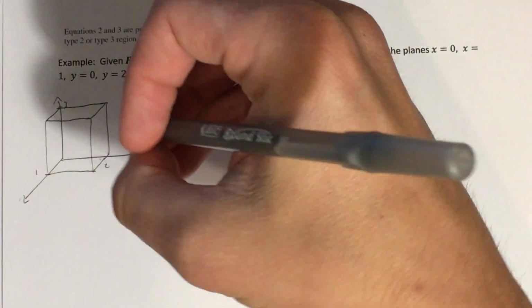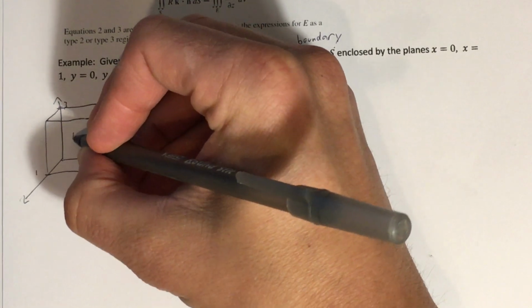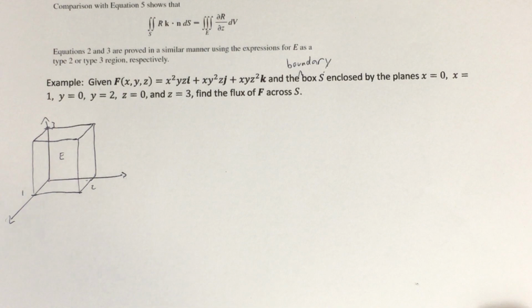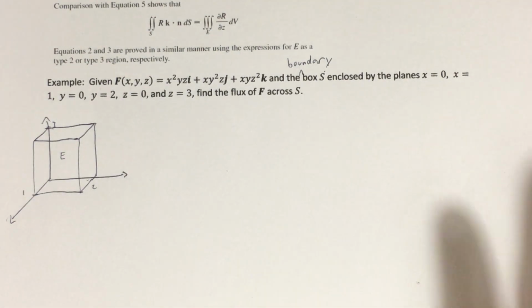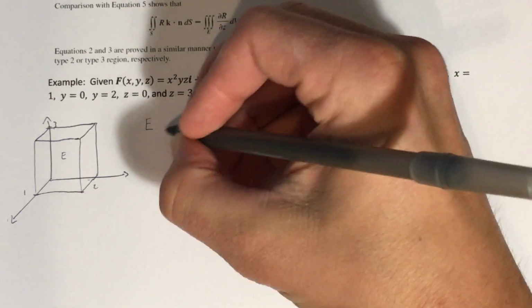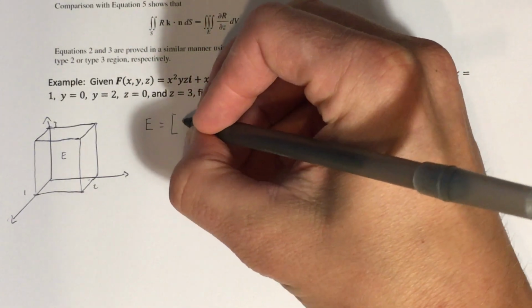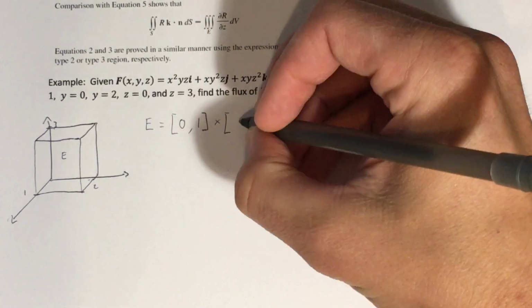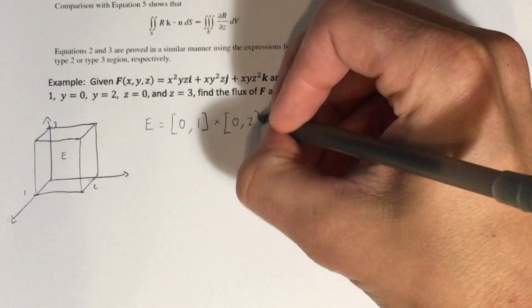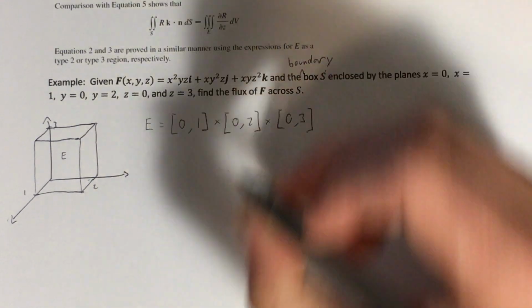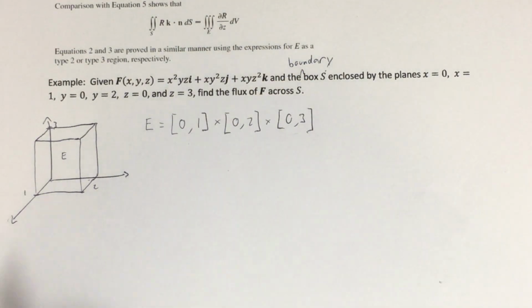Okay. So the solid region representing the entire box, I'm going to call that E. And boxes are the easiest things to work with because this box E as a set is just this. The interval 0, 1, 0, 2, 0, 3. It's the Cartesian product of these three intervals. Remember, this turns into the limits of integration on my triple integral that I'm going to do.